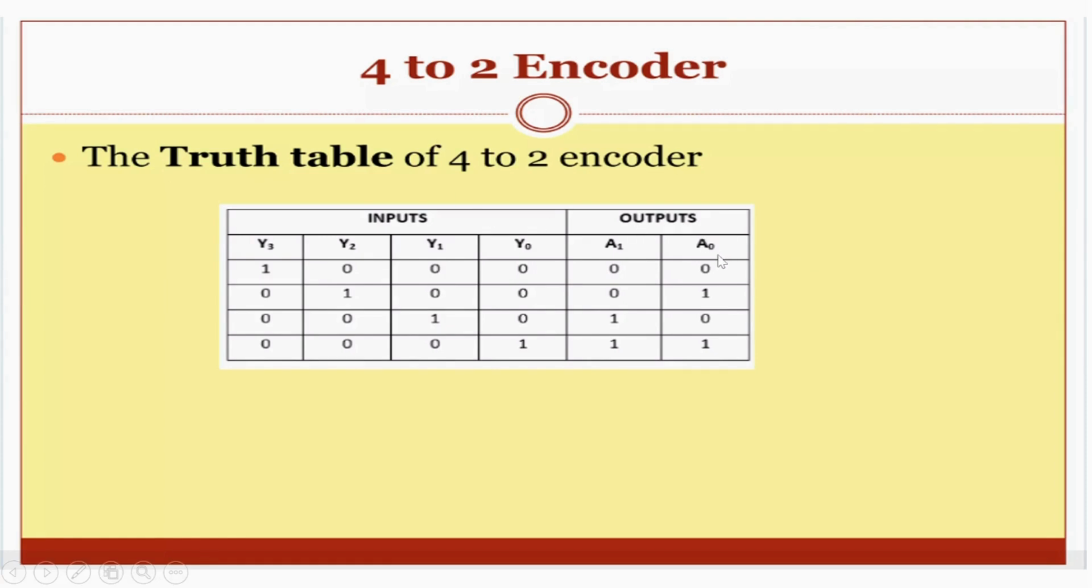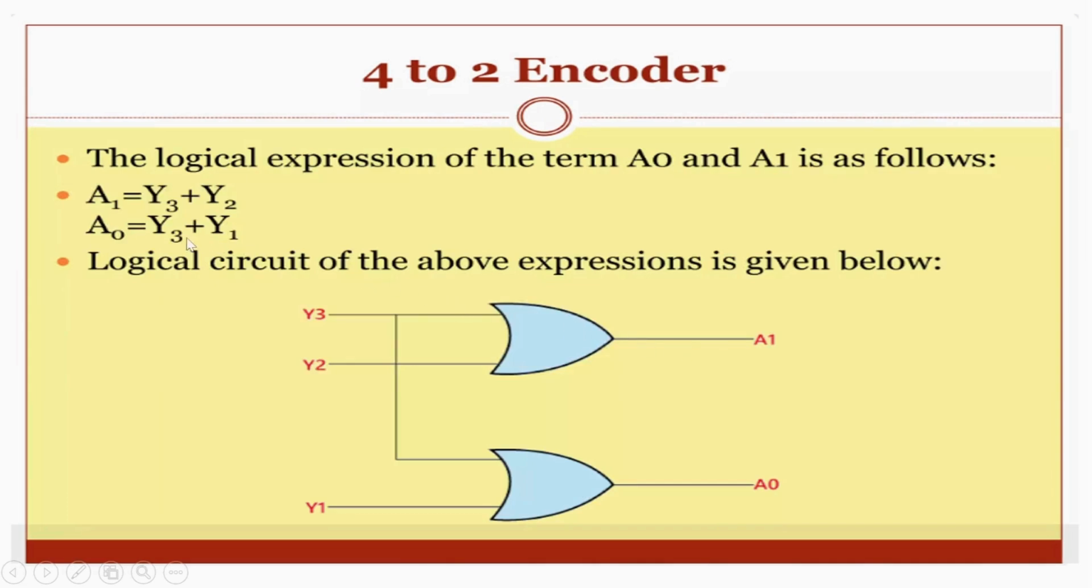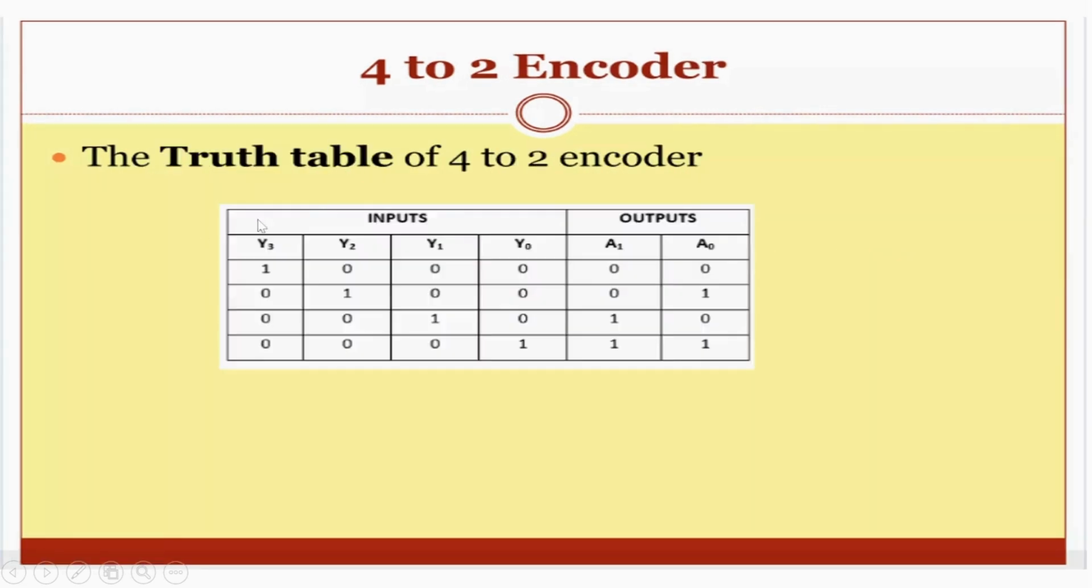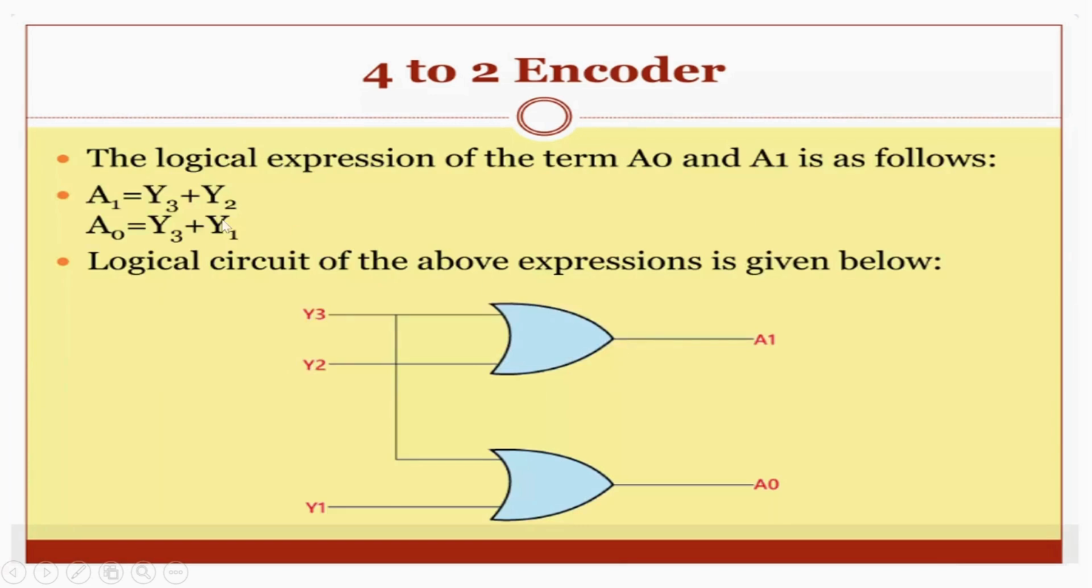For a0, we see that in row 1 there is a 1, so we'll take y1, and in row 3 there is a 1. So in row 1 and row 3 there are two ones, so we'll take y1 and y3. That's why the logical expression is y1 plus y3. And for the output a1, there are two ones, in row 2 and row 3, so we will take y2 and y3 as the logical expression, y2 plus y3.